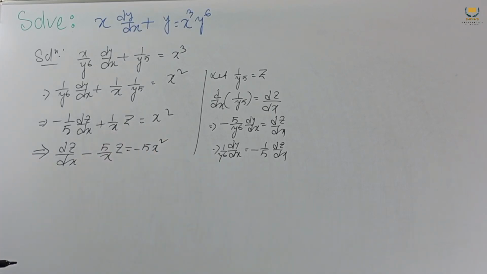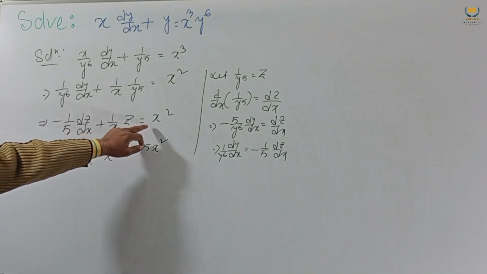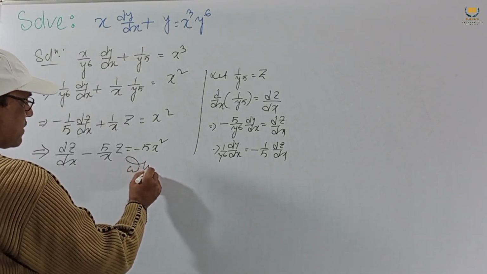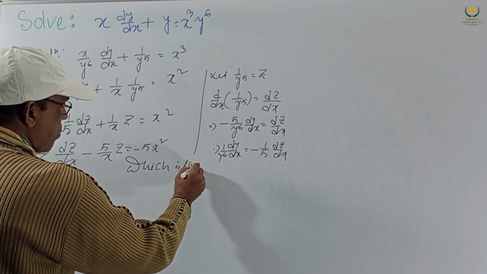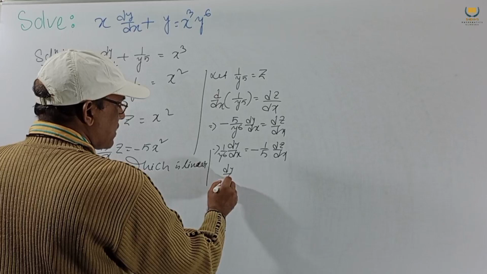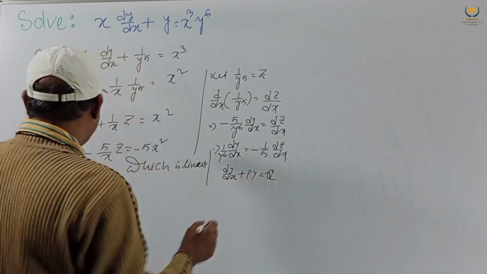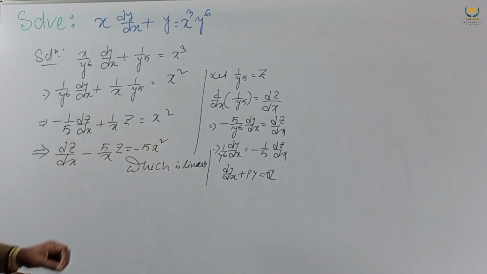If you multiply both sides by minus 5, then this is cancelled, this is minus 5 by x, this is minus 5 x square. So which is linear? Linear means this is in the form of dy dx plus py equal to q. Here y means z, p means this one and q means this one.